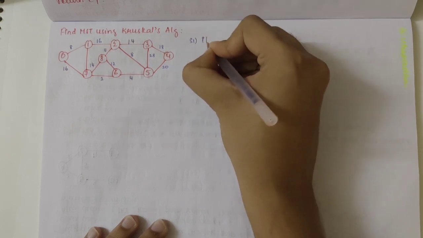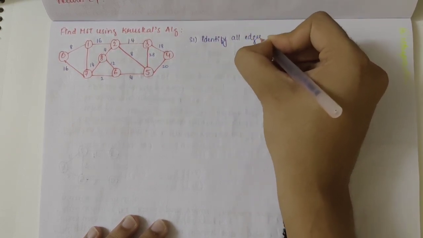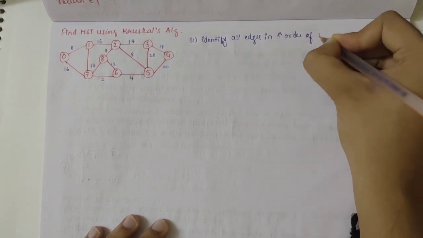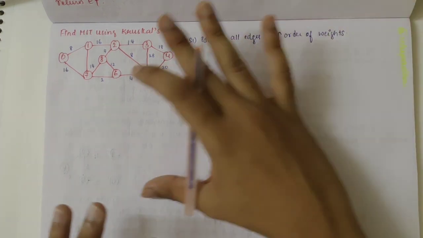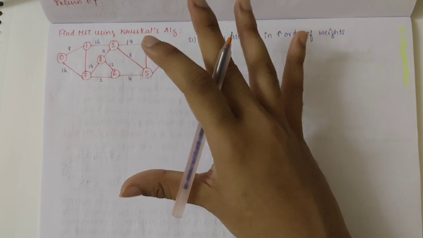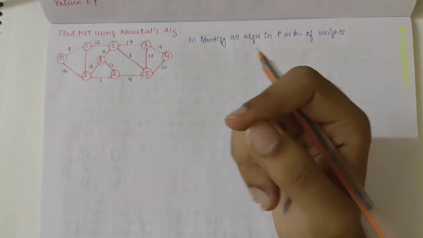Step 1, to identify all edges in increasing order of weights. So here I'll be solving this Kruskal's algorithm in pretty simple terms. If you go through the algorithm, each step, k value incrementing and all, it will take time.